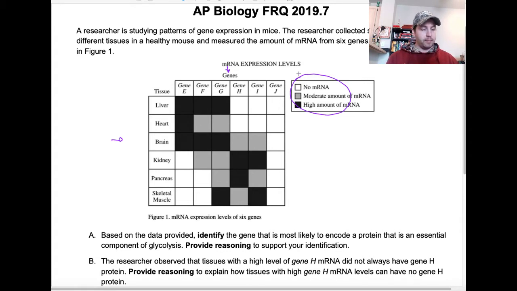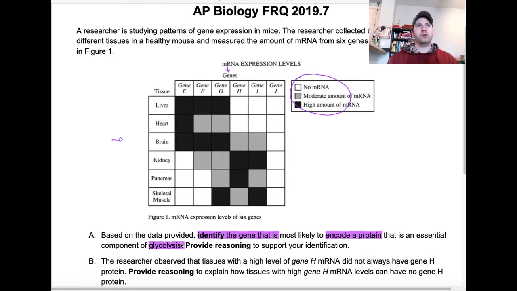All right, so we've got a good feel for what the table shows us. Let's get a look at part A. It says, based on the data provided, identify the gene that's most likely to encode a protein that is an essential component of glycolysis. Provide reasoning to support that identification. So let's figure out the task verbs that we really have to focus on. The first thing that we're going to do is identify the gene that's encoding a protein specific to glycolysis. And that's a really key piece of information to focus on.